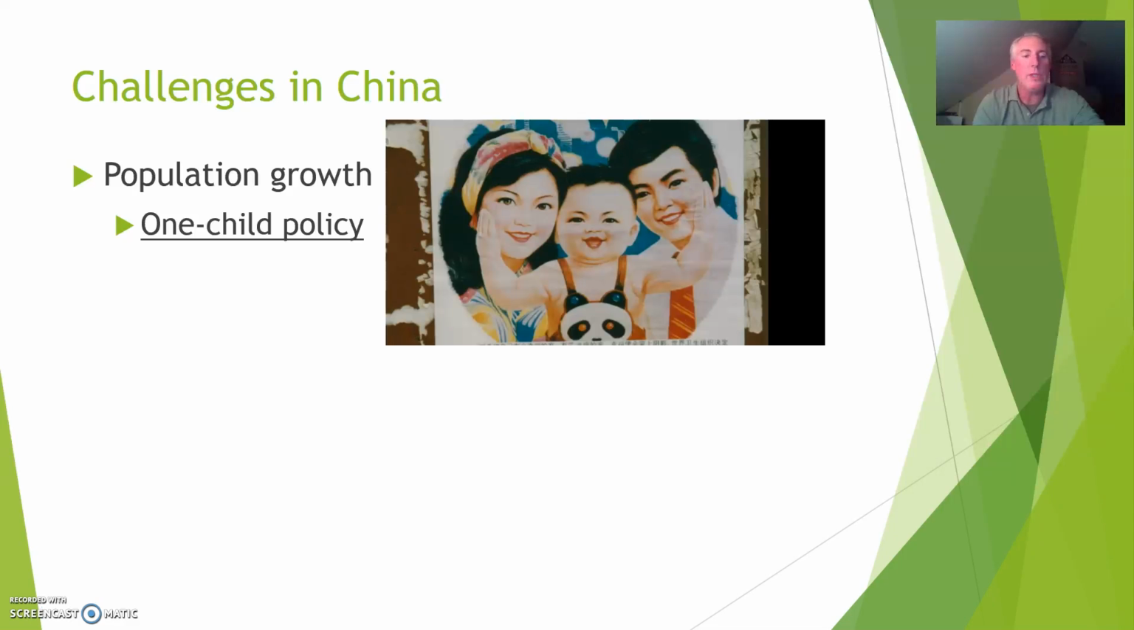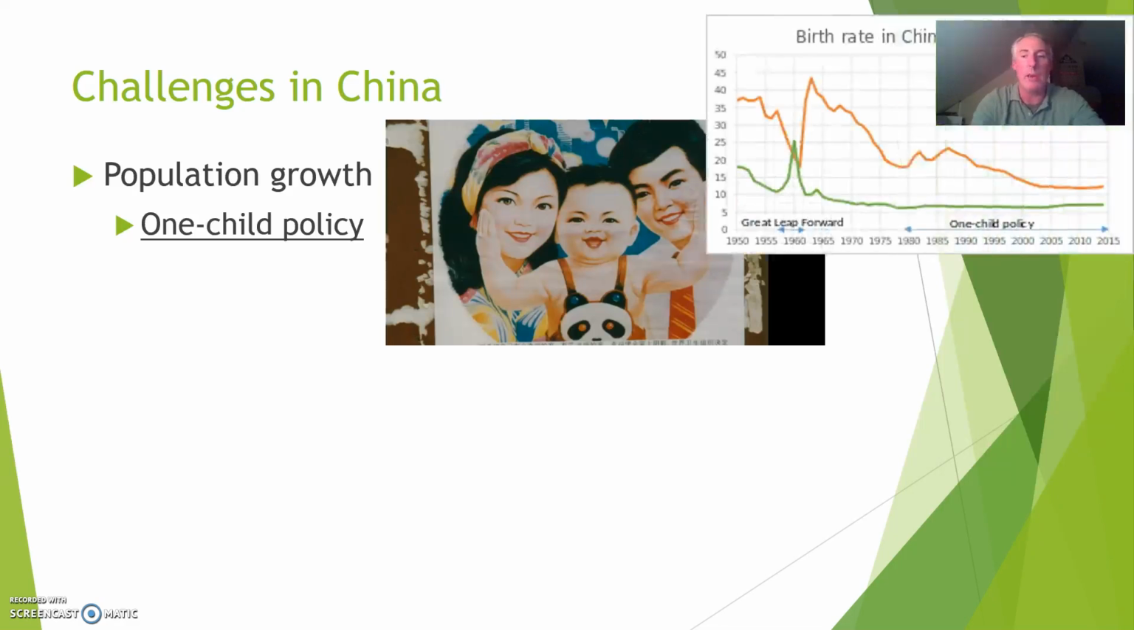More than one kid resulted in a fine from the government, and you lost out on benefits such as tax breaks or better job opportunities. Now, overall, the policy did work in curbing China's population growth. Let me just get out of the way here so you can see.